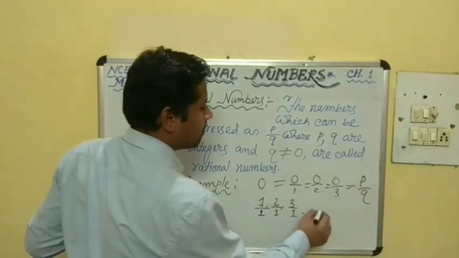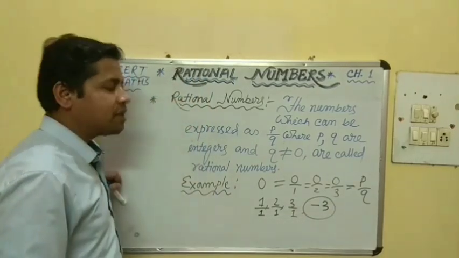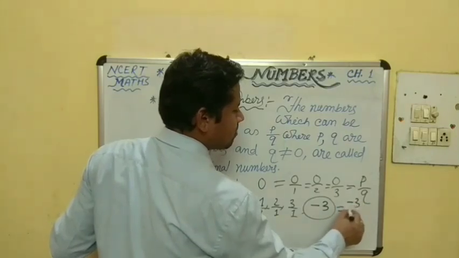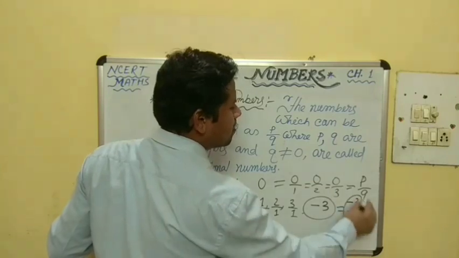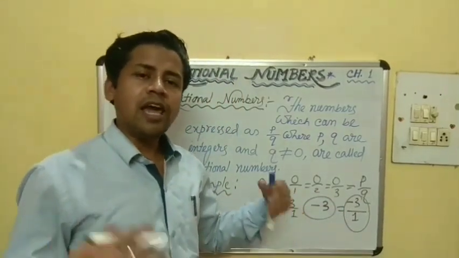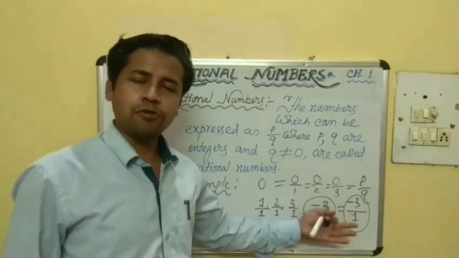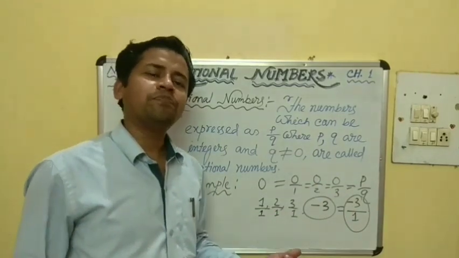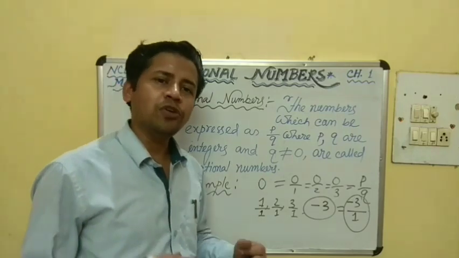If we take minus 3, is it a rational number? Yes, of course, because minus 3 can be expressed as minus 3 by 1, which is also in the form of P by Q. That means it is also a rational number. So all integers are rational numbers. That means the natural numbers, whole numbers, as well as integers are rational numbers, because we can express them in P by Q form.